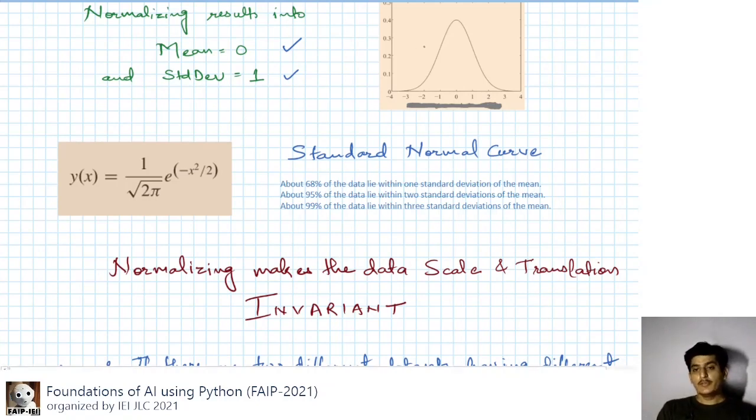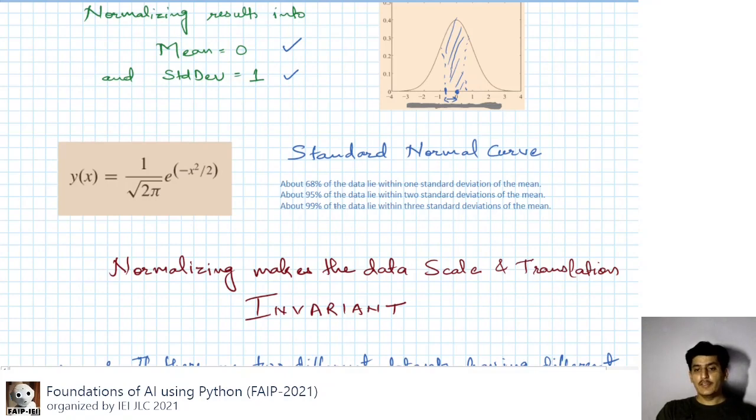Now, coming from this concept of normalization, let's say you get a curve which is perfectly similar to this standard normal curve, where the mean is at 0 and most of the data is distributed around this mean in such a way that 68% of the data lies within one standard deviation of the mean. Let me draw it like this. So this area will be 68% of our population in terms of the frequency.